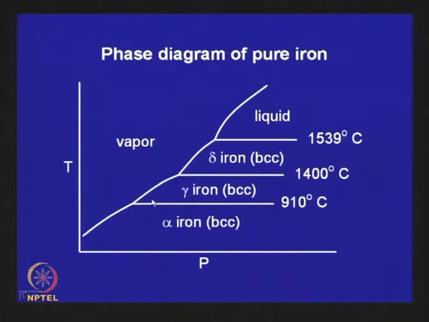Now, let us extend this concept to a very commonly used metal, that is iron. Commonly used metallic material definitely is steel, which is an alloy of iron and carbon, and let us look at the phase diagram of pure iron. Now, pure iron can exist in solid state and can have different crystal structures. For example, at low temperature its crystal structure is body centered cubic, whereas at intermediate temperature its crystal structure is face centered cubic, and before melting again it gets transformed into a body centered cubic structure.